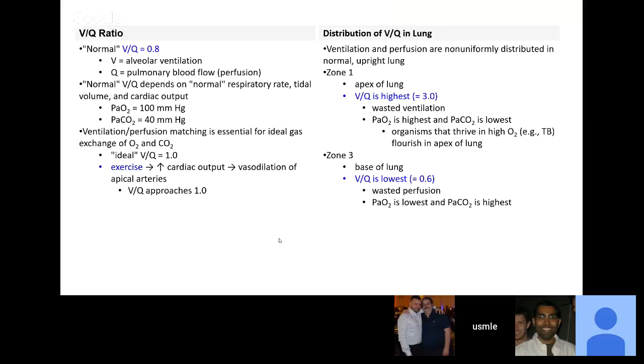So the distribution is that the VQ is higher in the apex, as we showed you earlier, especially if you're upright, standing. It is going to be around 3, and you have a lot of wasted ventilation. Zone 3 is going to be 0.6, as we saw earlier, and that is wasted perfusion. So keep those in mind.